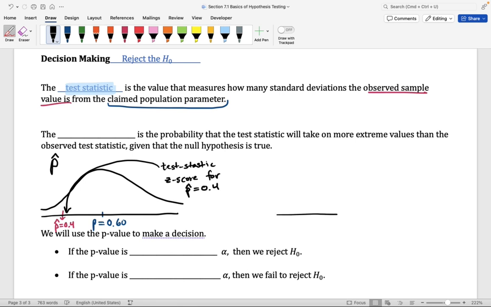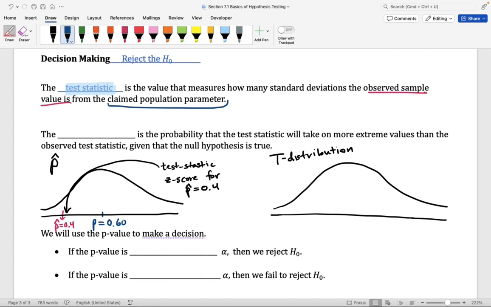Now, it could also be the case that you're doing a hypothesis test for a mean, and let's just say that you don't have the population standard deviation. In that case, we're going to have to use the t distribution. And let's say that the center of this distribution is mu, the claimed population parameter, is mu equal to 70. And let's say that the observed sample value is something like x bar equal to 89. Then in this case, your test statistic is the t-score for x bar equal to 89. That t-score is going to tell you how many standard deviations x bar is away from mu.